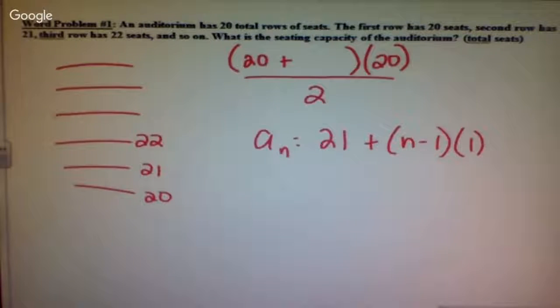Okay, so I'm looking at the 20th. I have 20 total rows. So that goes from 0 to what? I have 20 total. So that goes from 0 to 19. So we're plugging in 19 here. Got it.